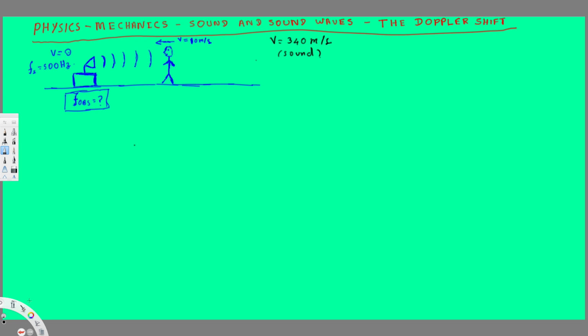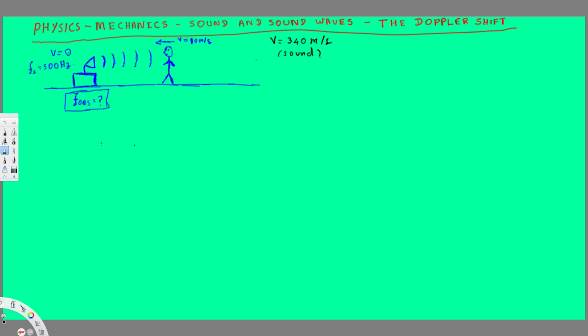Let's do this problem right here. So we have a sound source that's producing this sound, and the frequency of which is 500 hertz. And we have an observer moving toward this source, and the velocity of this observer is given as 10 meters per second. The question is asking what is the frequency that the observer will observe when he walks toward it with this speed. So let's see how we can calculate this one.